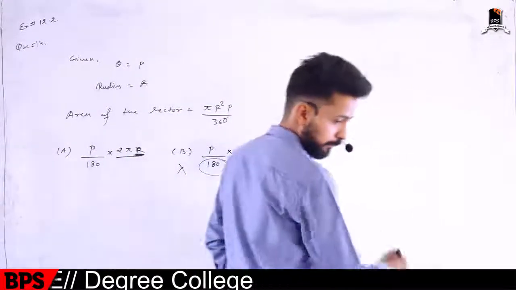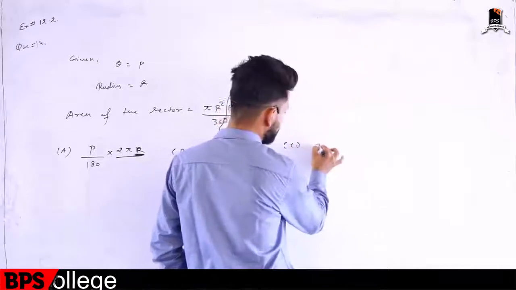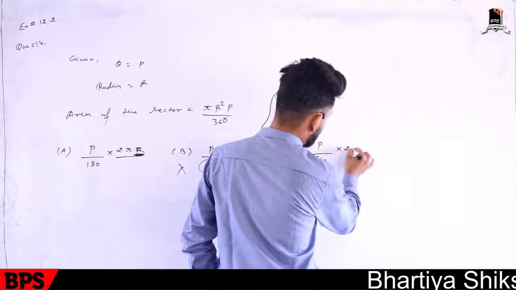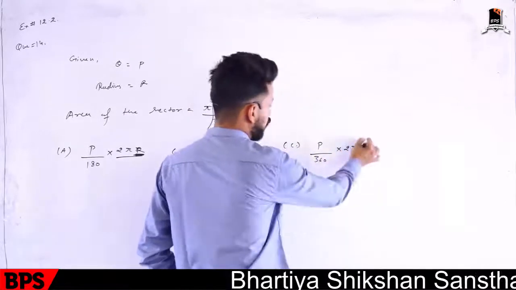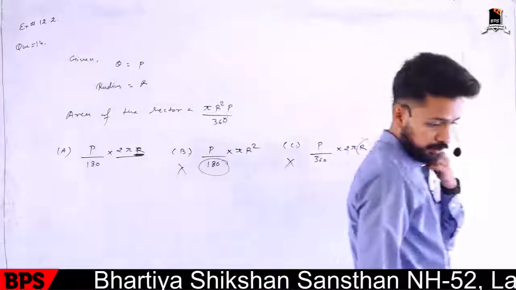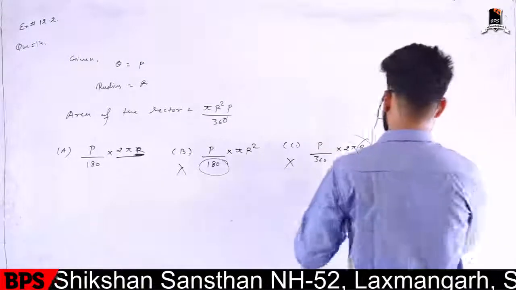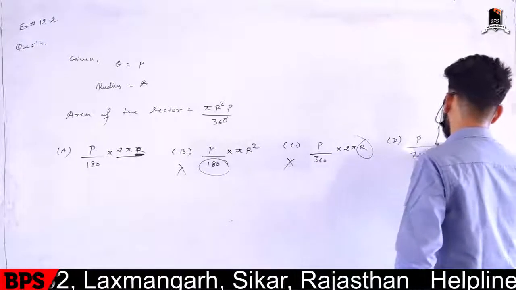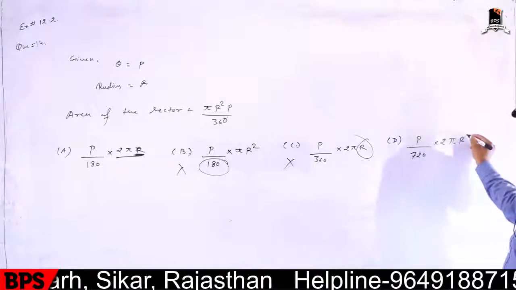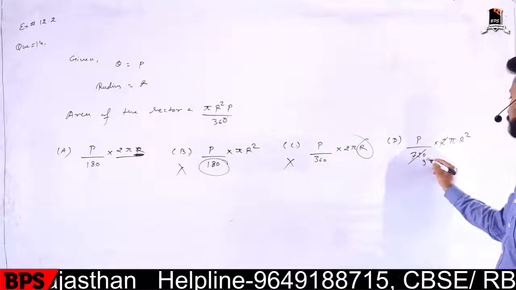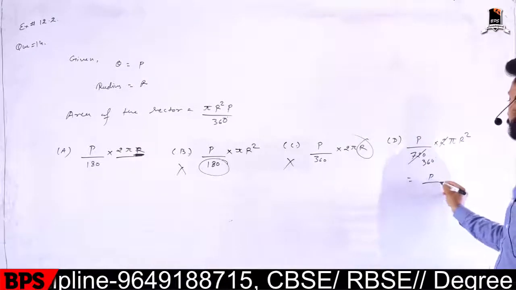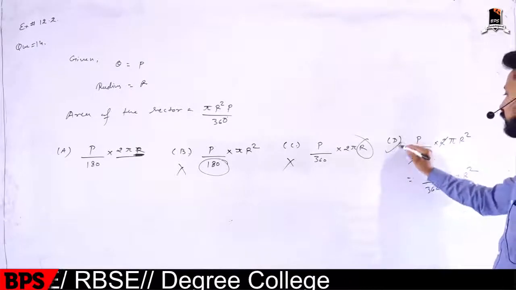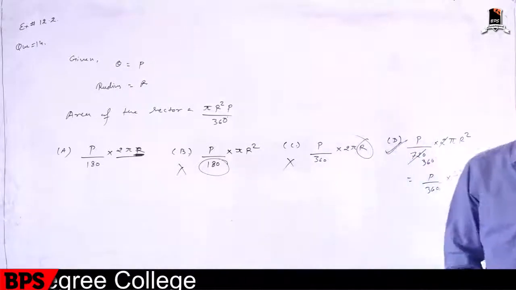Option C: P upon 360 into 2 pi r. That is also wrong because r is not squared. Option D: P upon 720 into 2 pi r square. The 2 and 720 cancel with 360, so P upon 360 into pi r square. That is the right answer to question number 14.